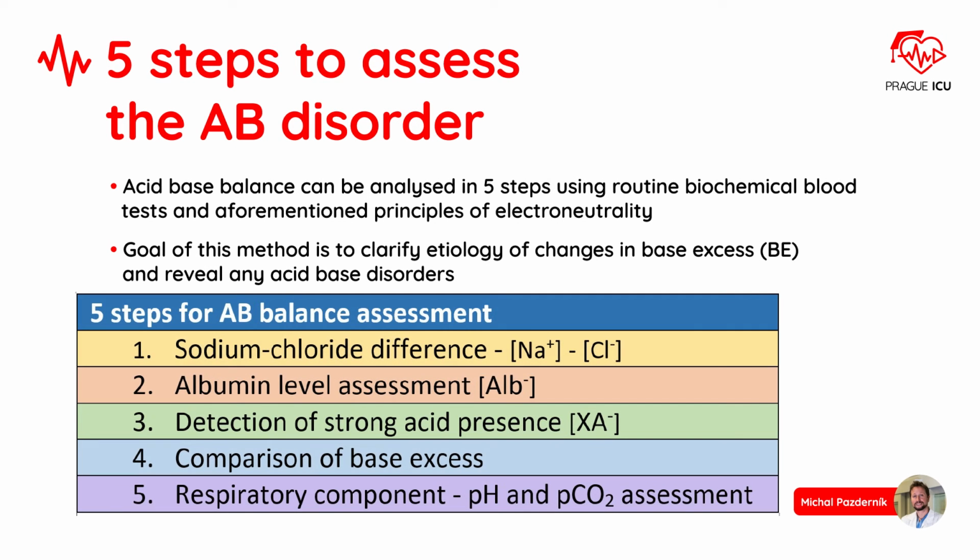As part of the Stewart-Fencl approach, there exist 5 steps to assess the acid-base disorder. Acid-base balance can be analyzed in 5 steps using routine biochemical blood tests and the aforementioned principles of electroneutrality. The goal of this method is to clarify etiology of changes in base excess and reveal any acid-base disorders. The 5 steps include sodium-chloride difference, albumin level assessment, detection of strong acid presence, comparison of base excess, and respiratory component.